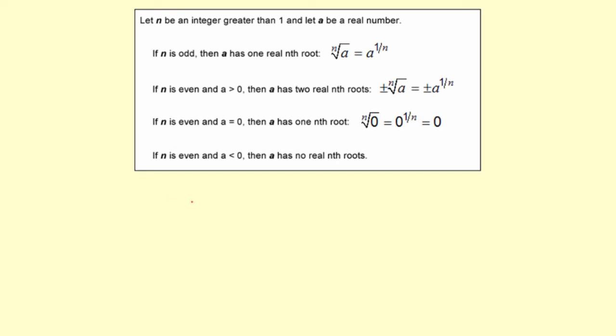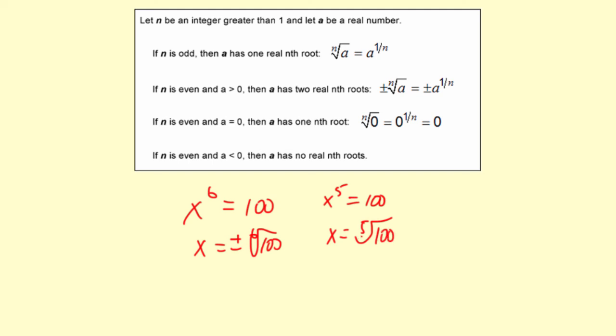So for example, let's say you have x to the 6th power equals, I don't know, 100. Well, to solve this, we'll actually do the 6th root of both sides. But because 6 is even, there are going to be 2 possible solutions. x equals plus or minus the 6th root of 100. But if you have x to the 5th equals 100, solve by taking the 5th root of both sides, x equals the 5th root of 100. So there's only one solution if your index is odd, but there are 2 solutions if it is even.